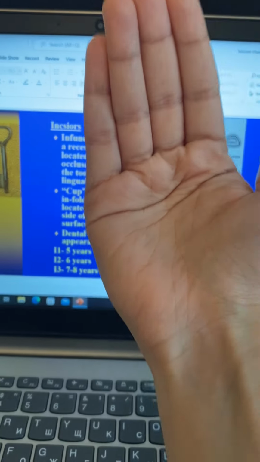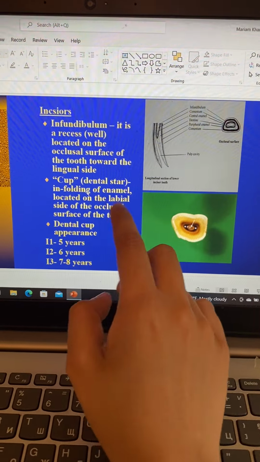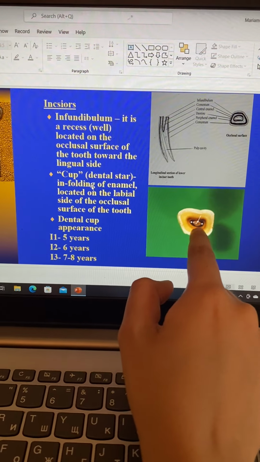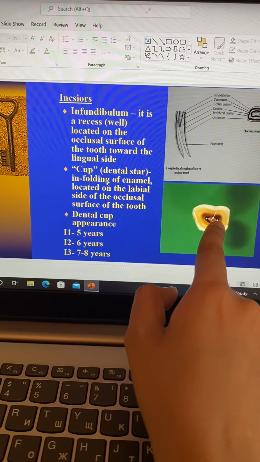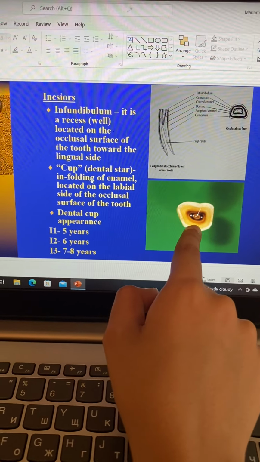So, you have the outside of the incisor towards the tongue. The infundibulum is there. You have a cup. So this is what we call the dental star on the surface of the tooth, in the folding of the enamel on the labial surface, on the labial side of the occlusal surface of the tooth.